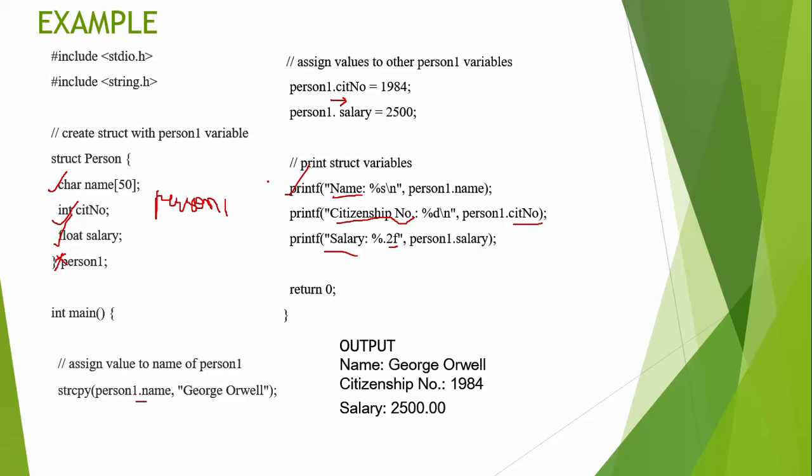So the output for this program will be name George Orwell, citizenship number 1984, salary 2500. Here I mentioned 2 precisions, so after the decimal, 2 digits are printed.